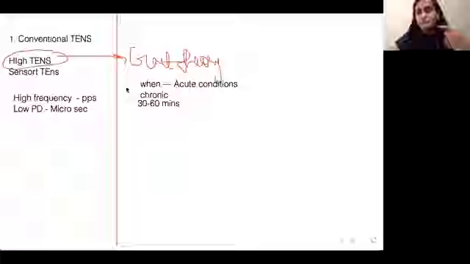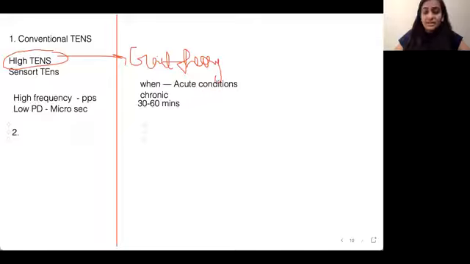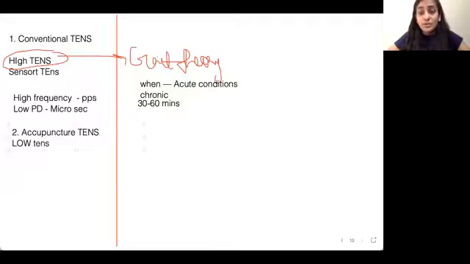The frequency, Sarah, you'll have to confirm in your class notes or your class readings. I'm not really sure because they got updated. But if others are saying, that would be 30 to 150 pulses per second. Now the second one, the second TENS, is called your acupuncture TENS or your low TENS. So what does this low tell you? What is happening to the frequency now? Low. How low is the frequency?